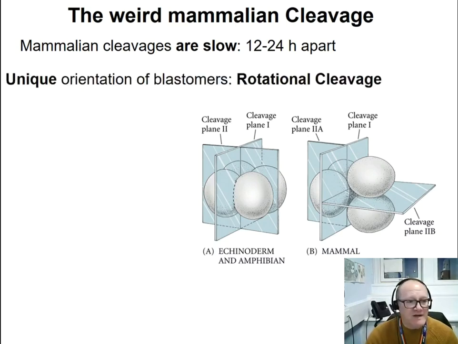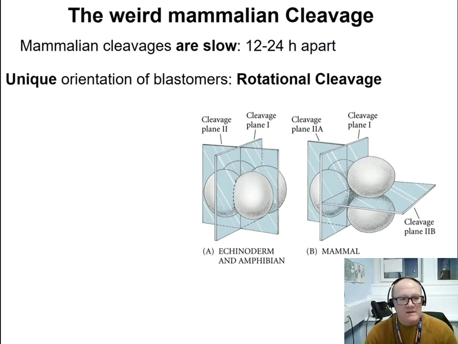The other strange thing is the orientation of the blastomeres. The blastomeres are the cells that are formed during cleavage. So during cell division, the cells that are formed in the embryo are called blastomeres. Mammalian cleavage is a rotational cleavage. So it is defined as a rotational cleavage.